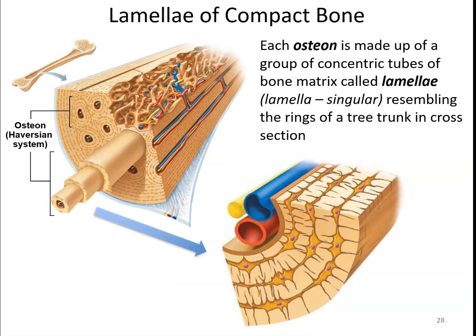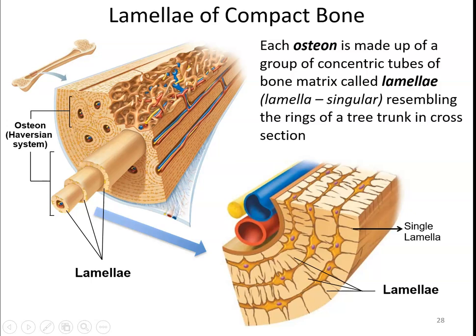Okay, so compact bone in osteons is made of layers, and they are, not shockingly, called lamellae. A lamella is singular. And this is a better drawing because you can see the little cells with the little purple nuclei. So this is a lamella. This is another lamella. This is a third lamella.